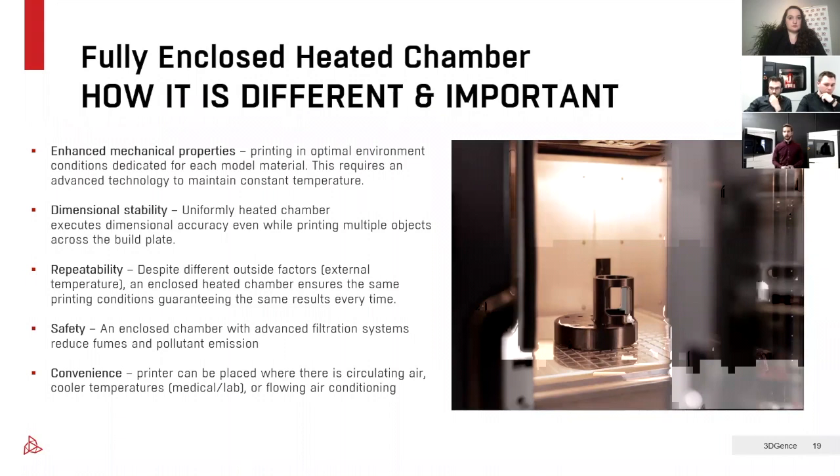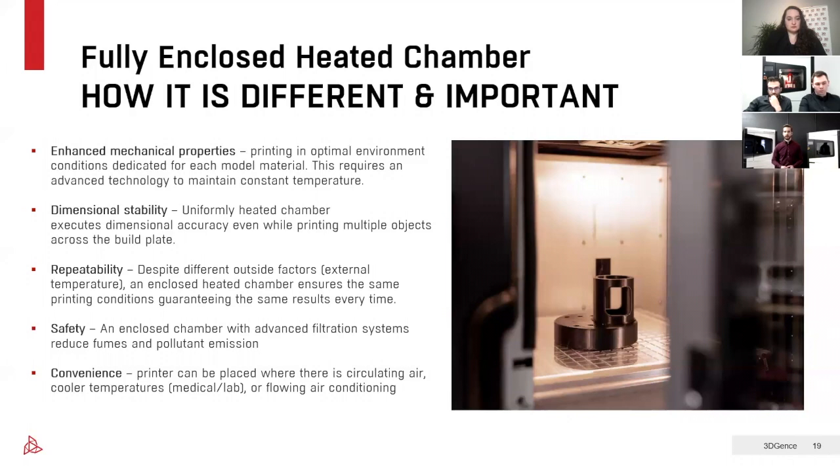The second key enabler for the shifting from rapid prototyping to rapid production is the fully enclosed heated chamber. That will assure us that we have the best mechanical properties out of our materials, the dimension stability in every part of our printer, and the repeatability of the printed parts. During the current pandemic, we saw disruptive manufacturing when we needed to produce parts on demand in different parts of the world.